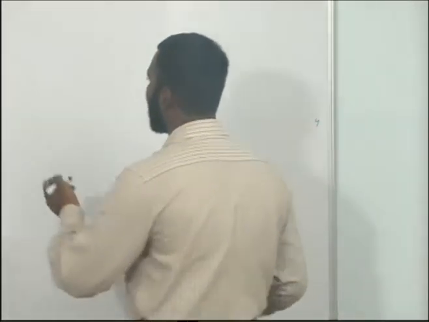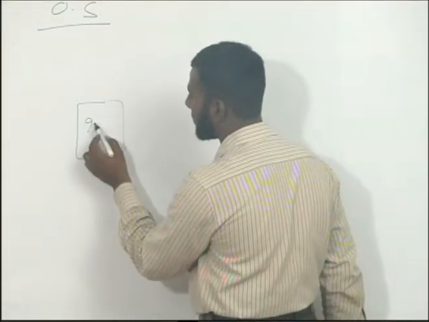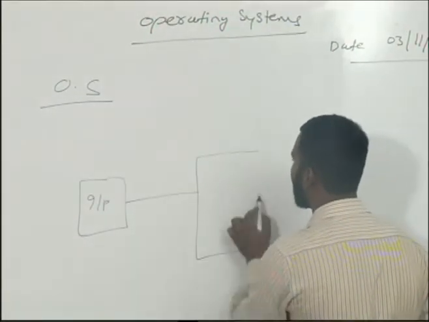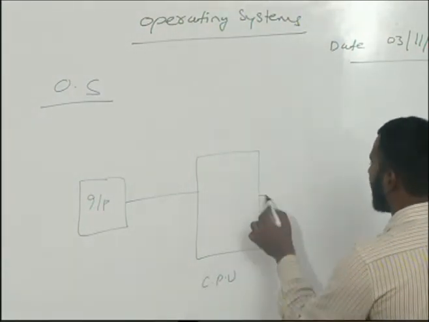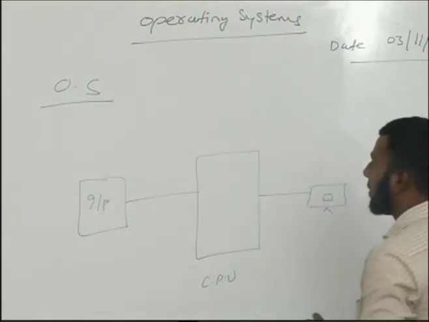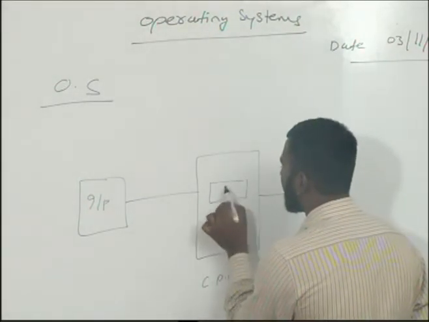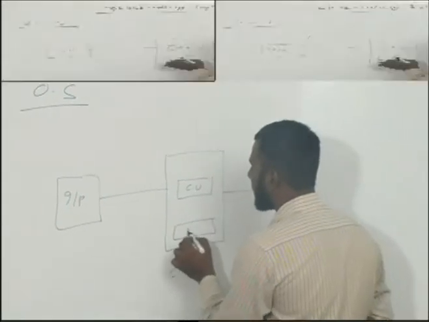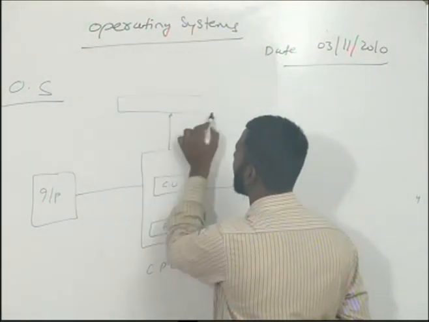So now let us see the block diagram of a computer. We know that here we have input devices, and we have the central processing unit, and we have the output device. Now this CPU, we know that it has been again divided into the control unit and the arithmetic and logic unit, and we have memory.